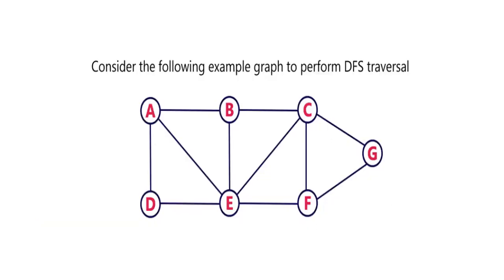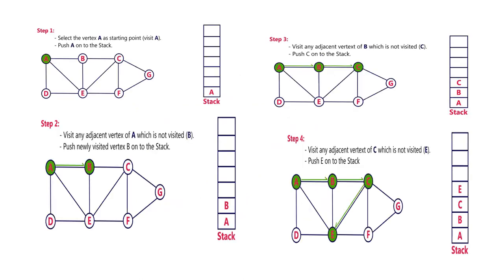Now let us consider the following example graph to perform the DFS traversal. Select the vertex A as a starting point, visit it and push it onto the stack. From A, the adjacent vertices are B and D, so any one vertex is going to be visited. Let us consider B is going to be visited. So from A, visit the vertex B and push it onto the stack.